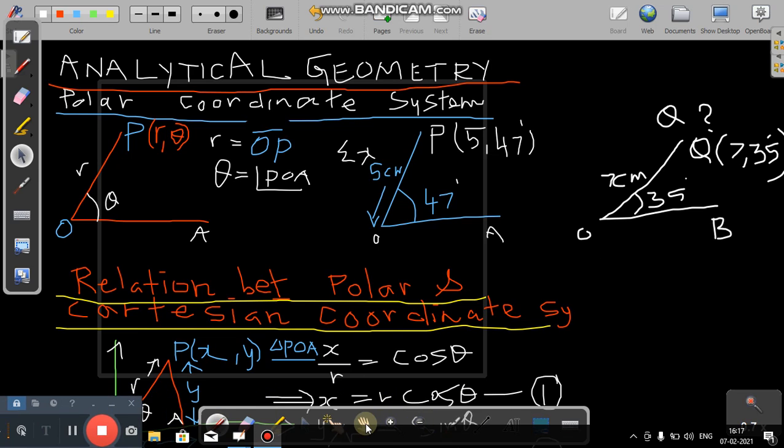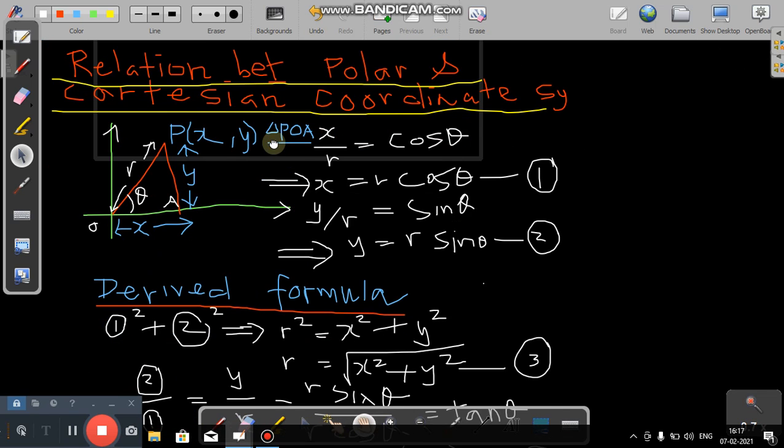This is the polar coordinate system. Now what is the relationship between polar coordinate system and Cartesian coordinate system? That's what we are going to see now.